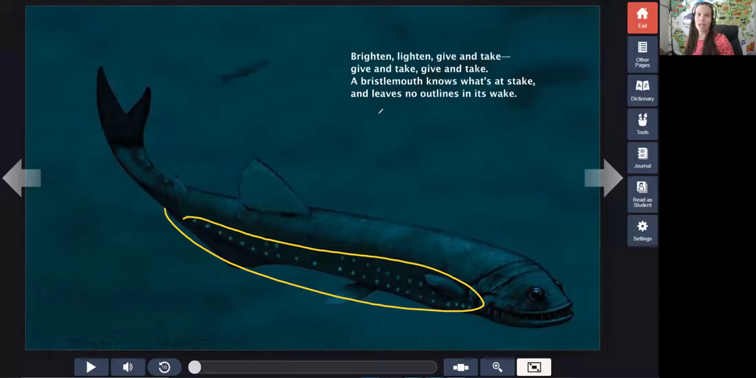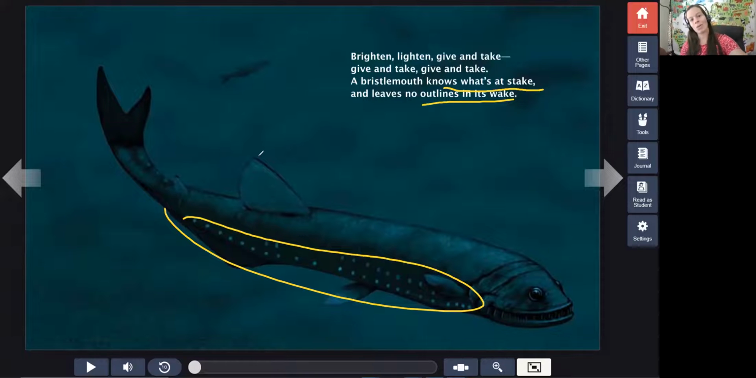Okay, brighten, lighten. Oh, I can't see. Give and take. Give and take. Now I'm not sure what it's giving and taking. Maybe the lights go on and off. A bristlemouth knows what's at stake. Oh, if you know what's at stake, you know what could happen if things go wrong. Like, if I don't win this race, I know what's at stake. I lose. And leaves no outlines in its wake.